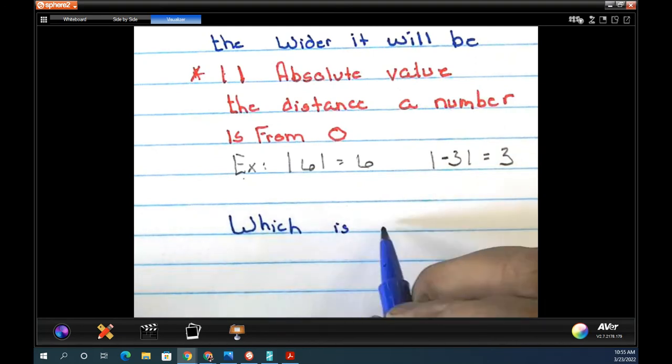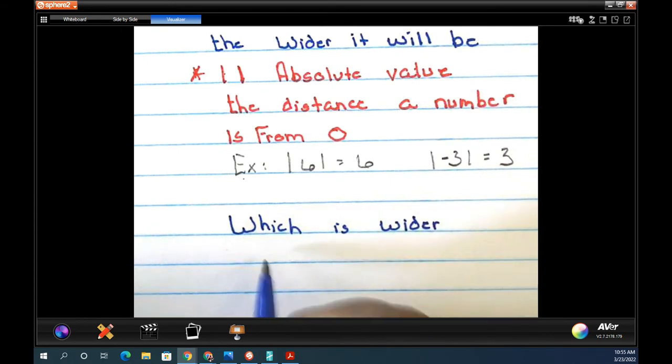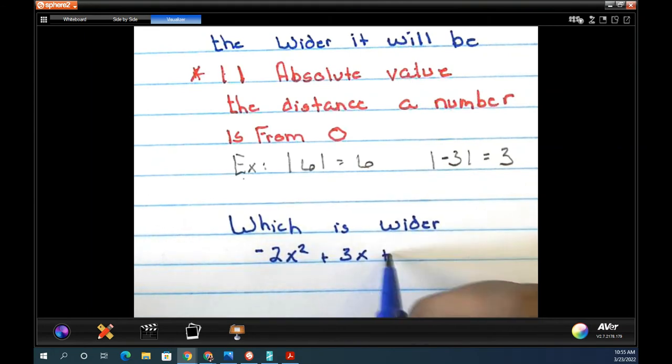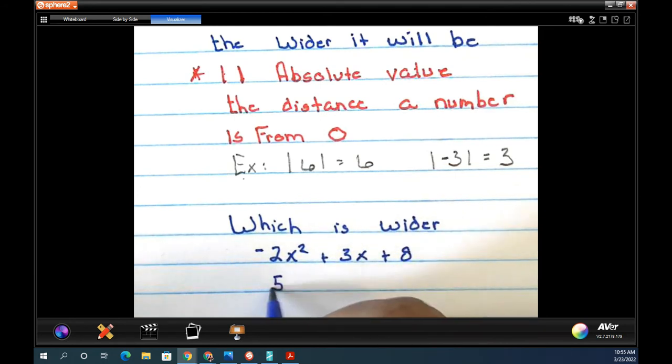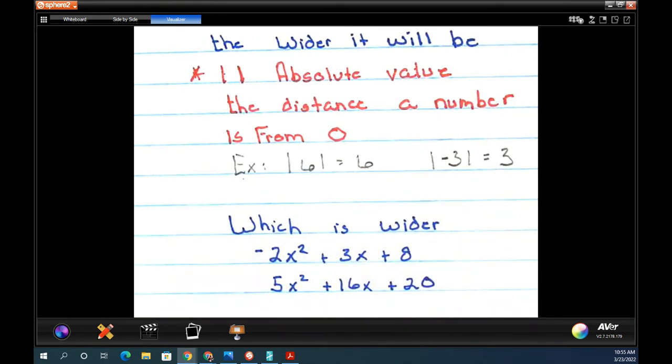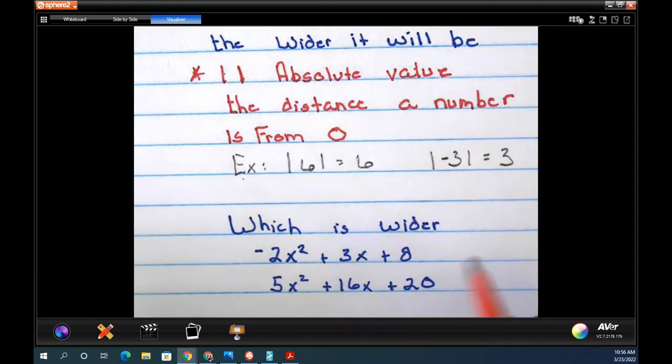Taking all of that, which is wider? Would it be -2x squared plus 3x plus 8, or 5x squared plus 16x plus 20? Which is wider? Look at it: the closer the absolute value of A is to 0, the wider it will be. What's the absolute value of -2? 2. So this one right here would be wider. That is what we're looking at.